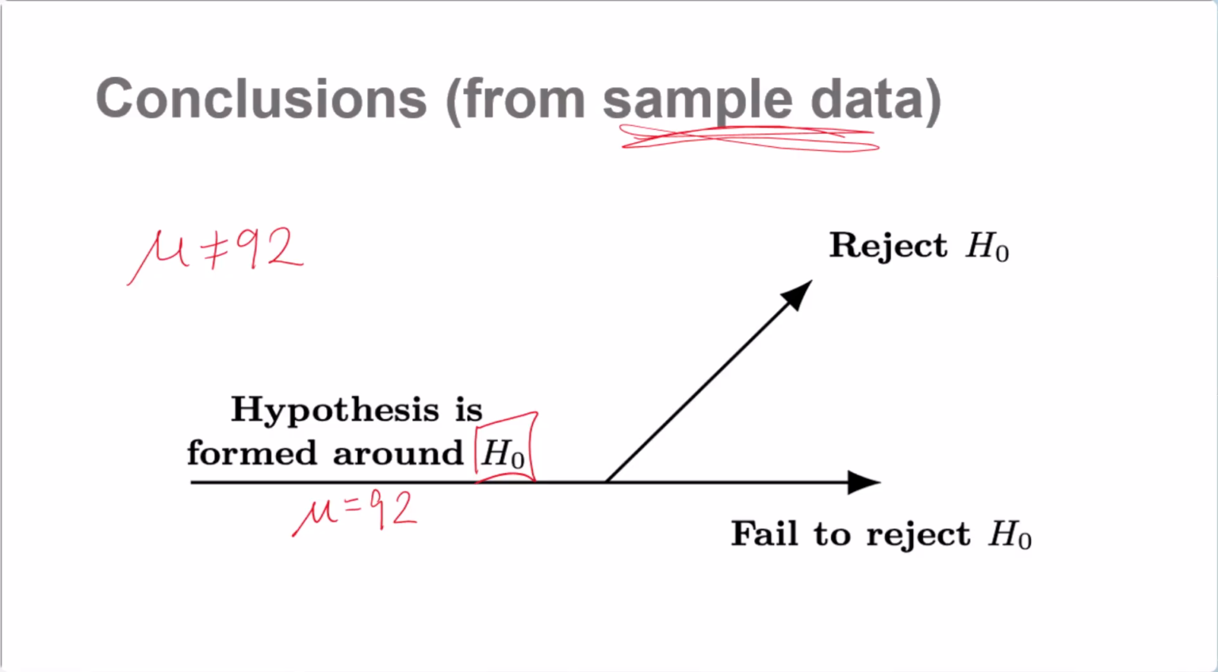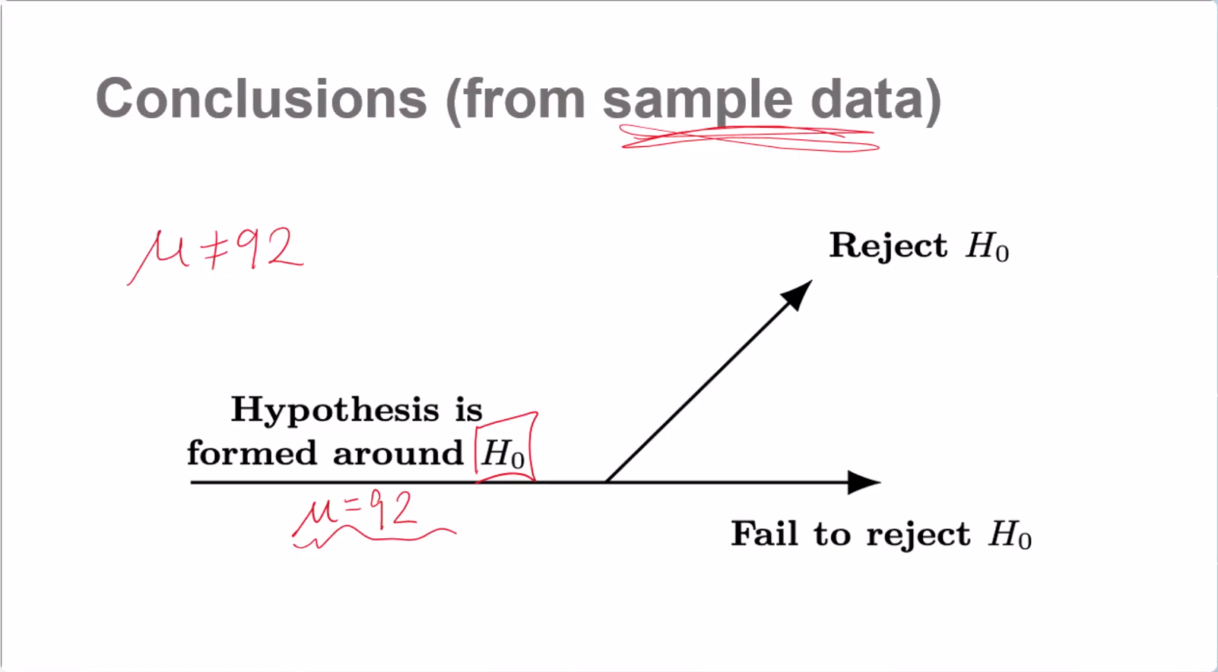Then we're going to look at our sample data and see how likely that is. How far off is our sample data from this assumption? If we assumed that the mean commute time was 92, but when we took our sample, the sample mean was 170 or something drastically different, then that would be strong evidence to conclude that our null hypothesis was not true. So we're basically looking at the sample data and seeing how unlikely that data is if the null hypothesis was true.